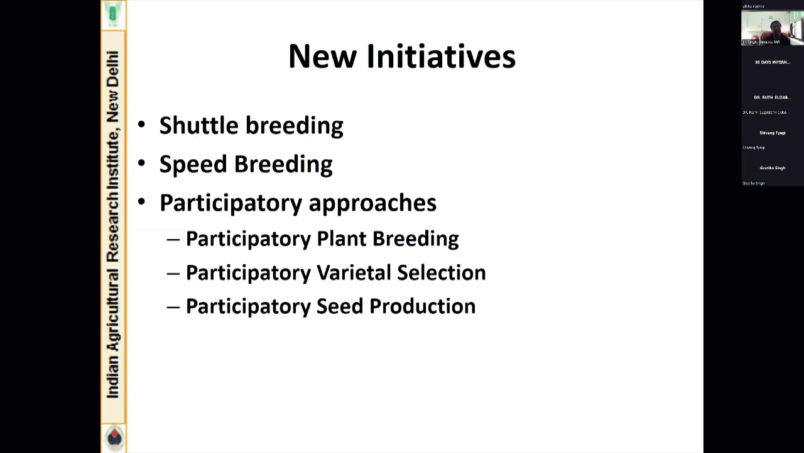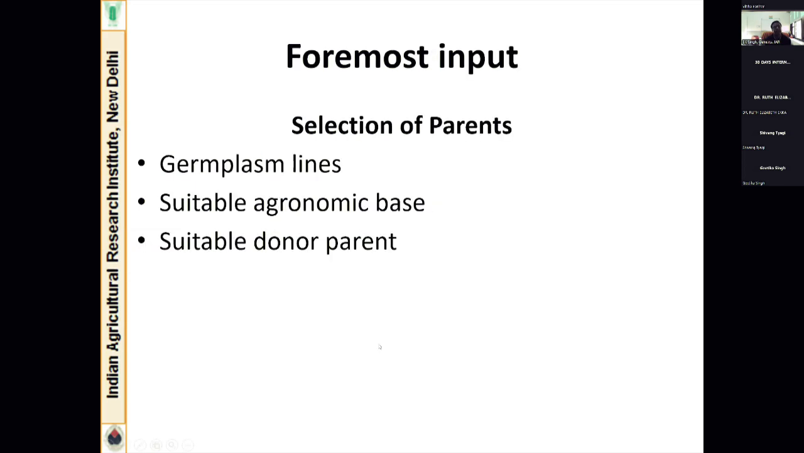Participatory approaches are aligned with the farmers. Some of the progressive farmers are taken into the team, and plant breeding activities, varietal selection, or seed production are carried out at their field. So it is participatory plant breeding.